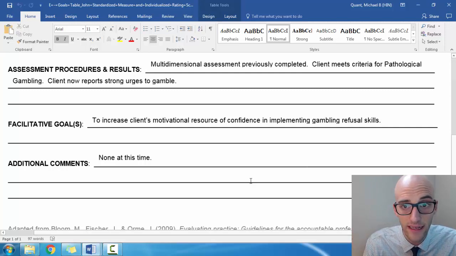So a multidimensional assessment could be completed to assess for gambling urges. This could be something from the DSM or a standardized measure or assessment of gambling disorder. And facilitative goals would be something that would be implemented along the way to help address the gambling.